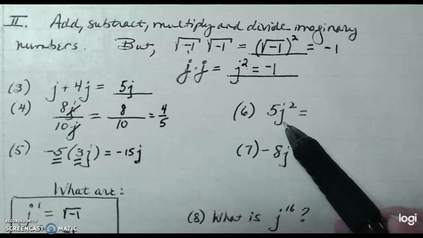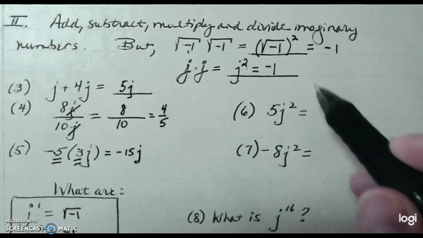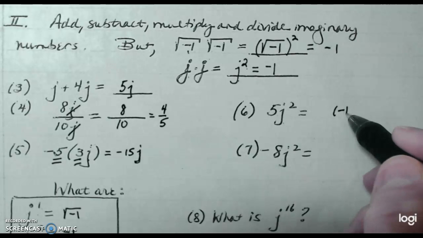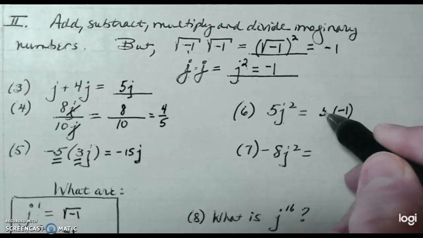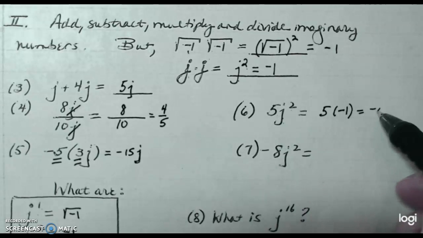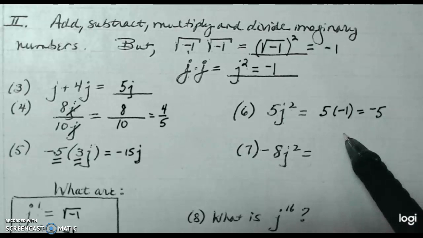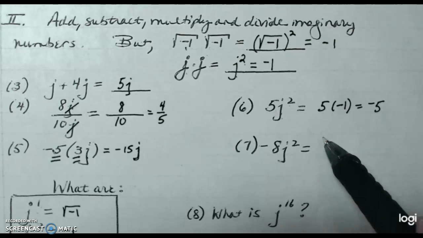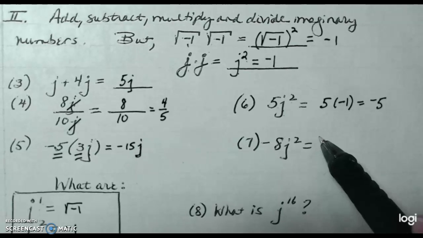Where the power is higher than 1, and you have, for example, j squared, we know that j squared is worth -1, and we have a multiplier of 5. So 5j squared is actually equal to -5. You have to be very careful with your negative values in simplifying these expressions.